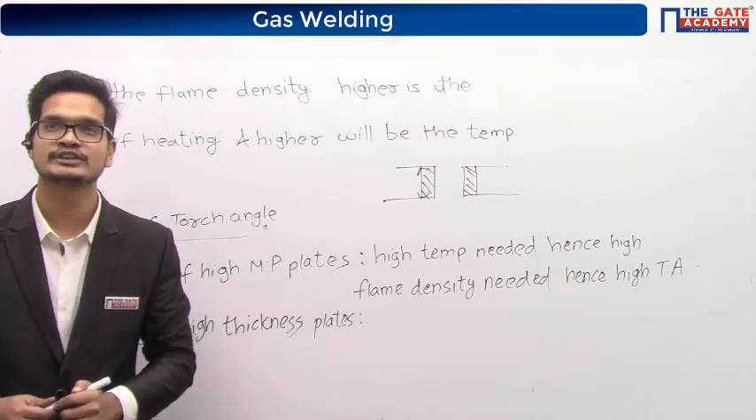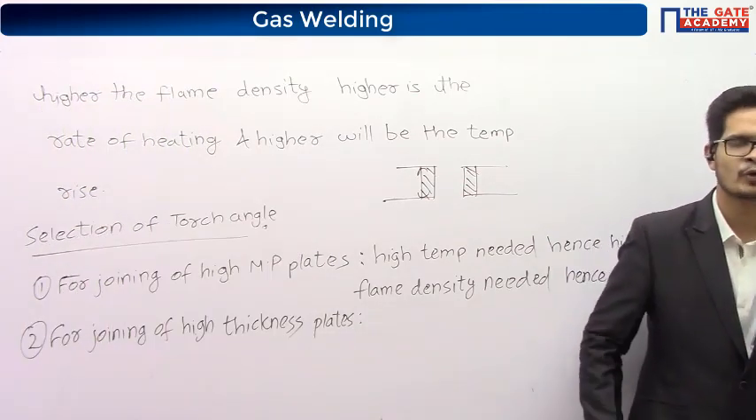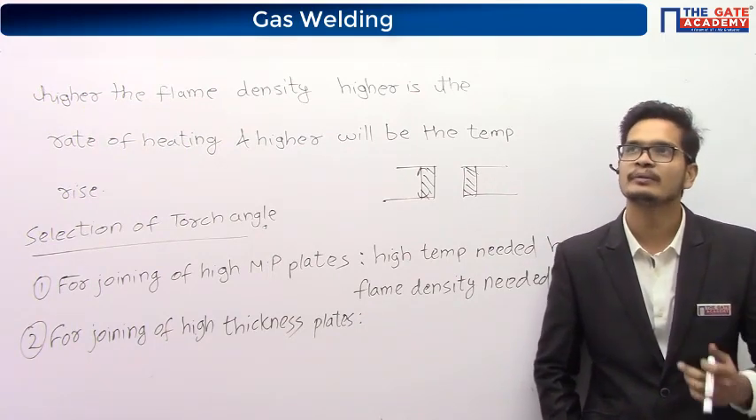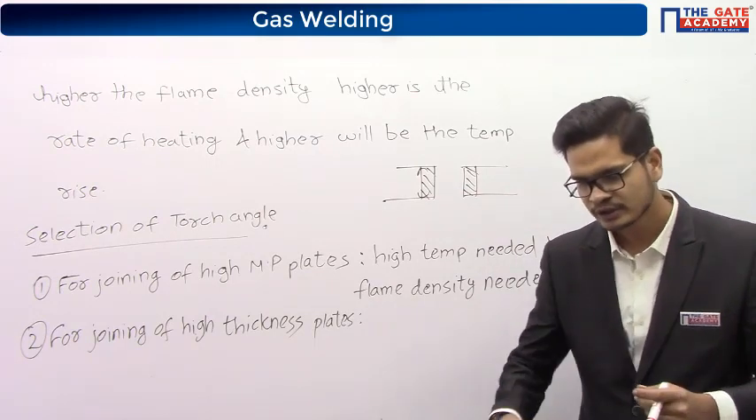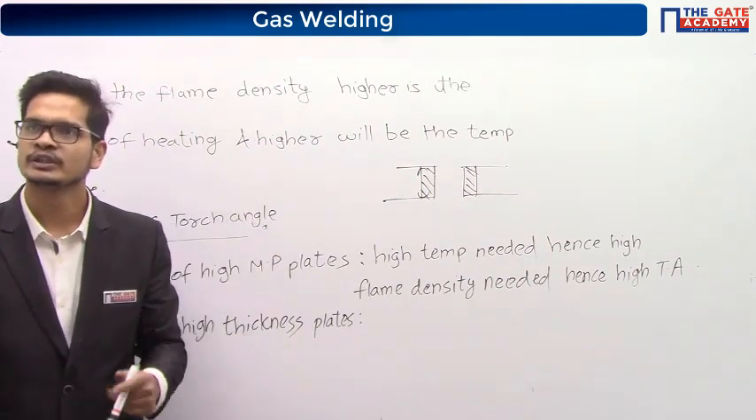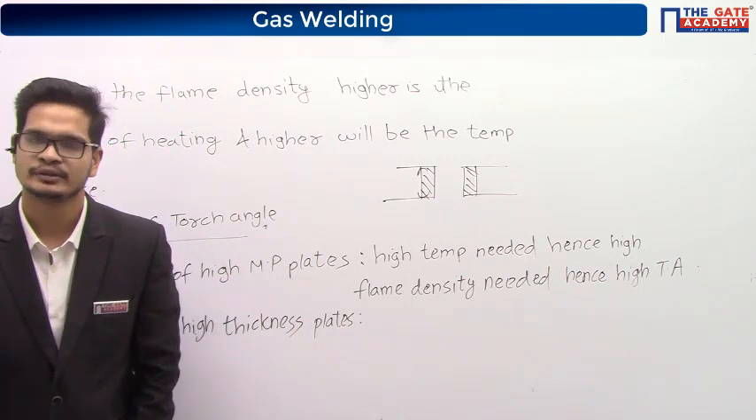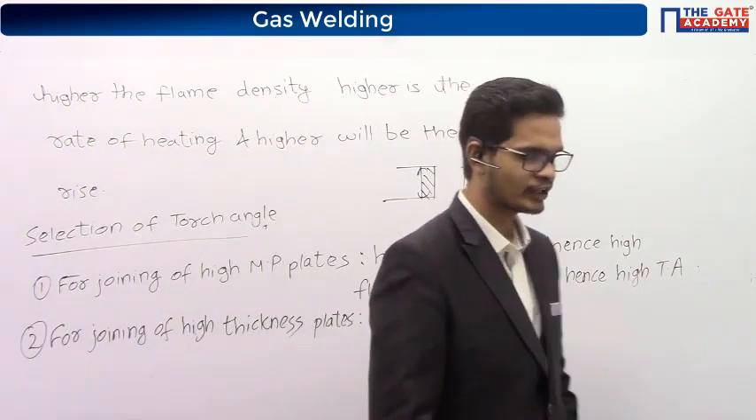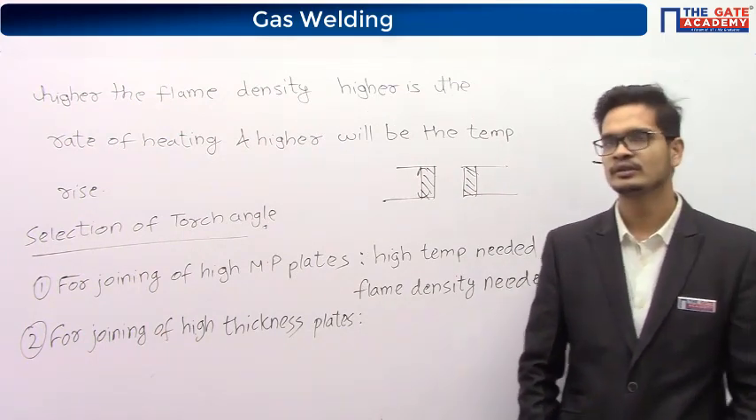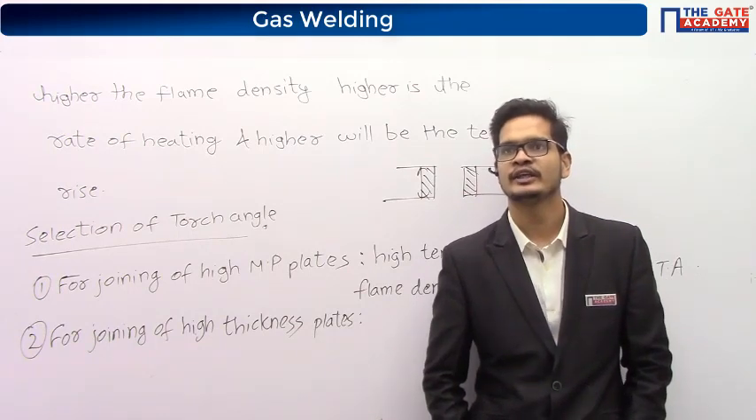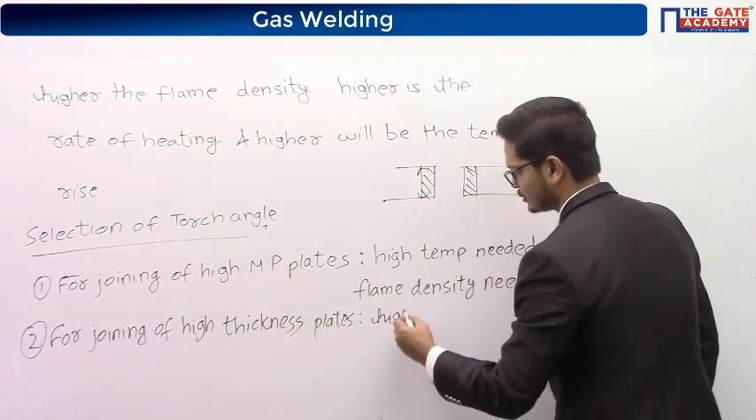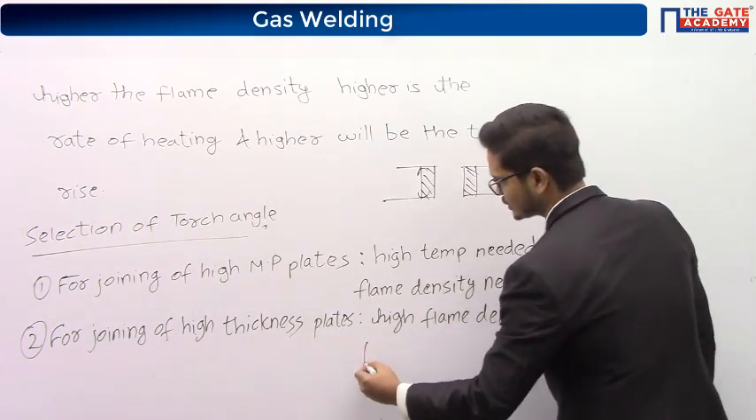In the flame density formula, is the heat supplied a rate? It is not exactly, at least I have not seen such a calculation, but it can be a rate, because for a flame you will be measuring how much heat is coming out of the flame every time. So it can be in the form of heat rate. Joule is the heat; when you talk about rate, it will be joule per second, right? So here again, for joining high thickness plates, high flame density is needed, hence high torch angle will be used.